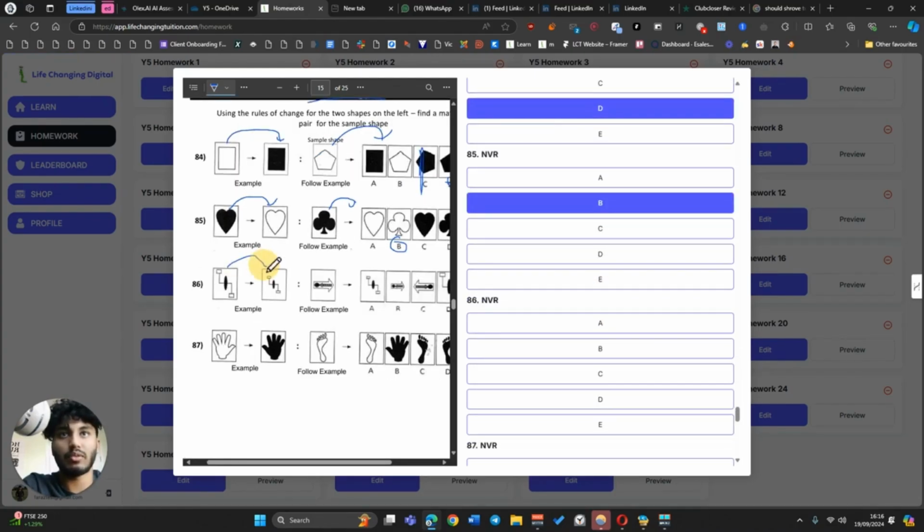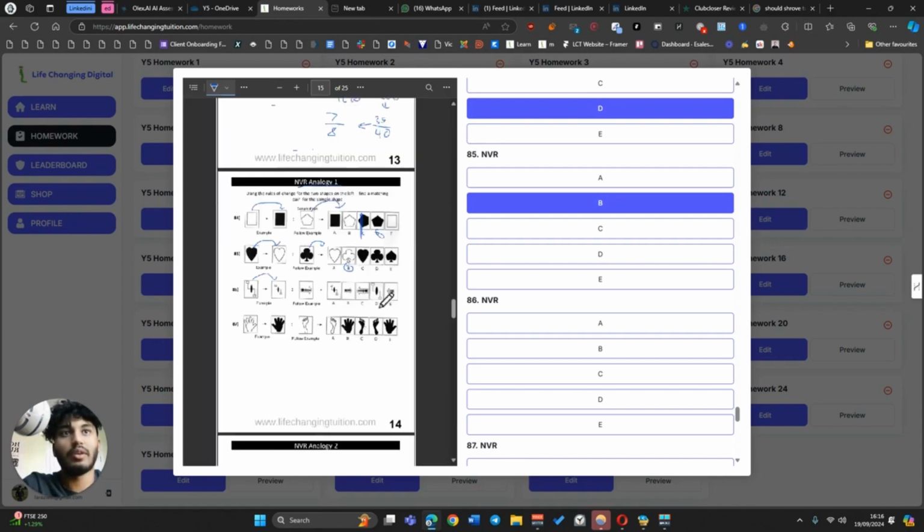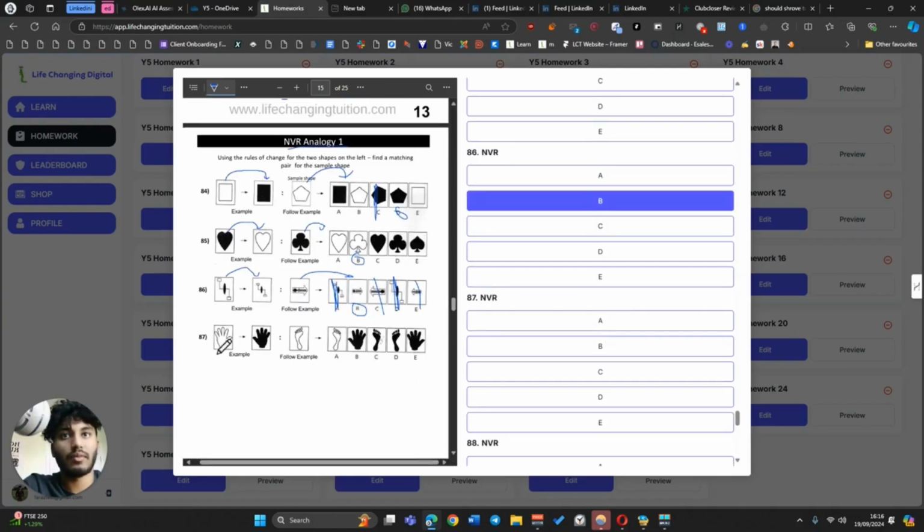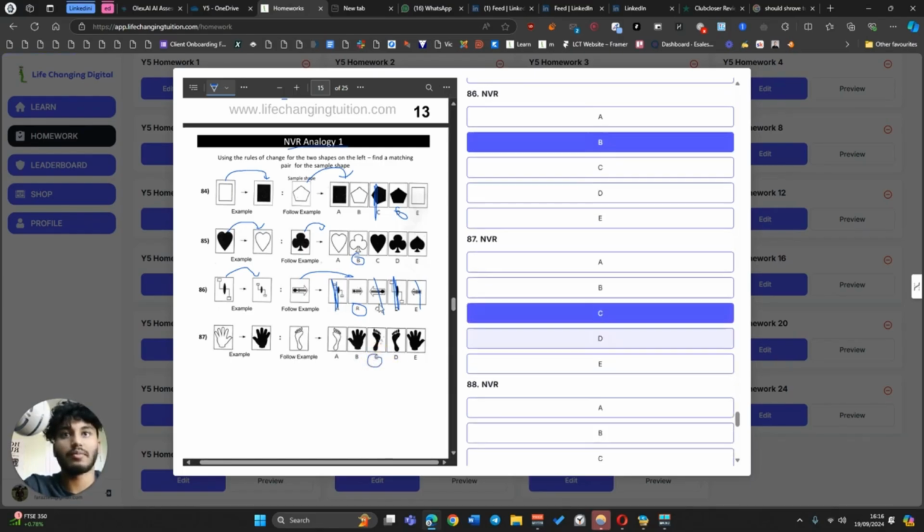Now this one is the same, this one left to right is just getting smaller. So ideally from here, it should just be the same shape but smaller. So these aren't the same shape, they're pointing the wrong way. This is the example shape, so option B is the right answer here. We've got left hand, that turns into a right hand and it also switches colour. So left foot should turn into a right foot and it should also switch colour, which is option C.